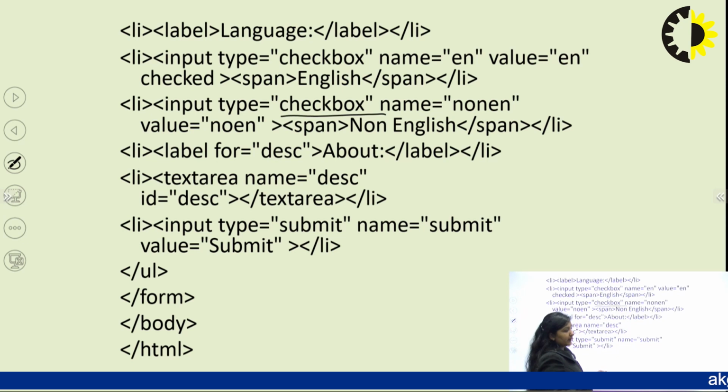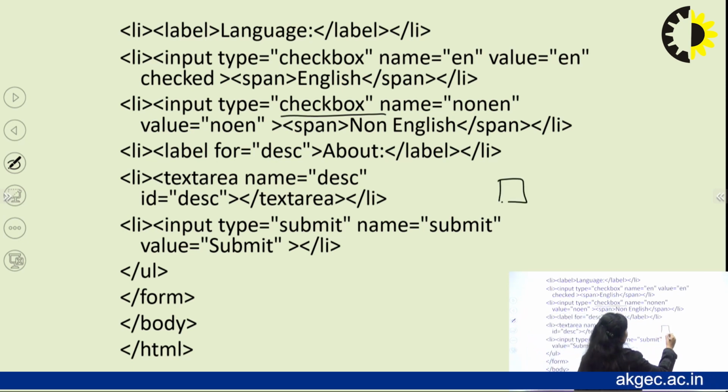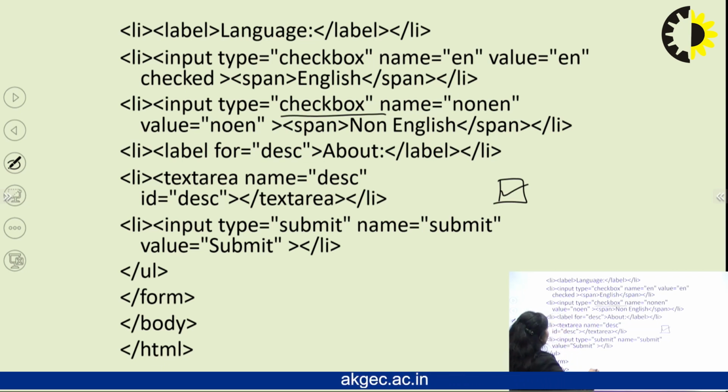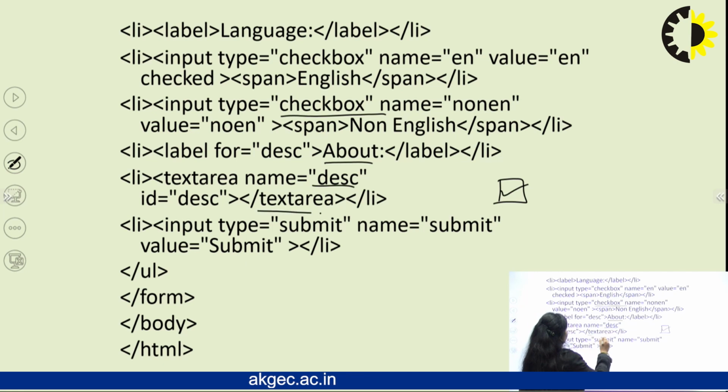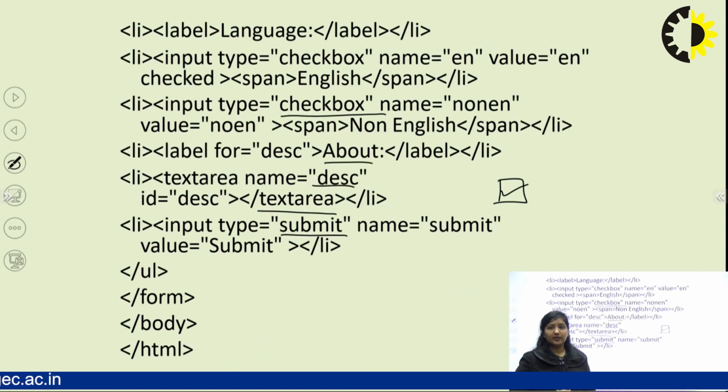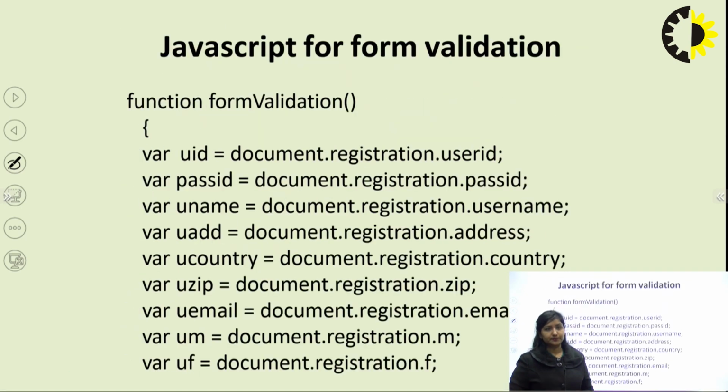What is the benefit of having this checkbox? Suppose this checkbox has a tick, so that means by default it will be ticked over here. Then we have the text area and the submit button. So this is how a particular web page has been created for entering the details of a particular user. Now next comes what a form validation is.